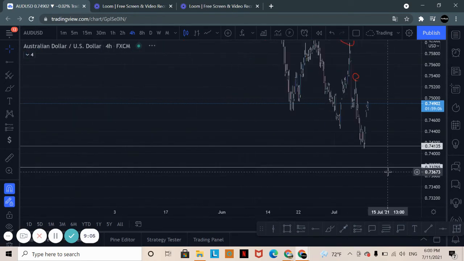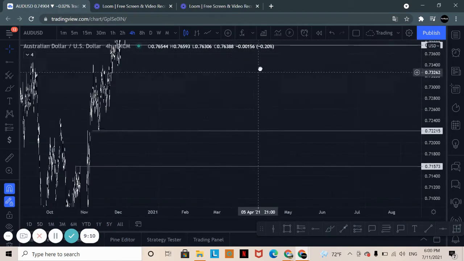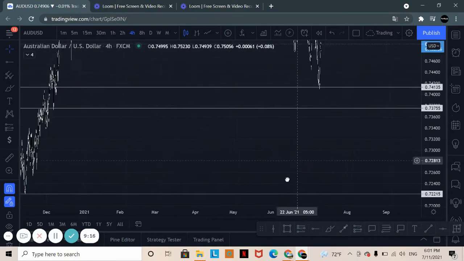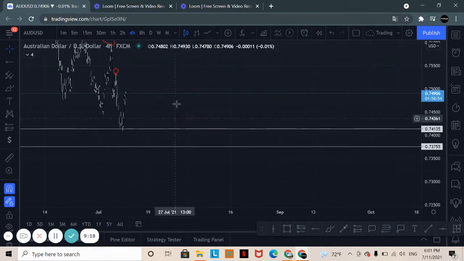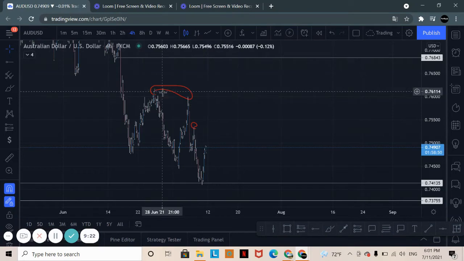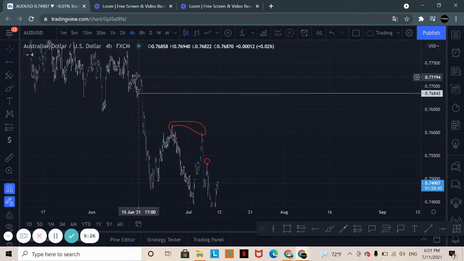If we start closing under that, then we might be more long-term or mid-term bearish into this area in here, which would be our 0.7220 level. But for this week, I want to see more upside, trying to attack these equal highs that we have up here and testing the consolidation that we have here.